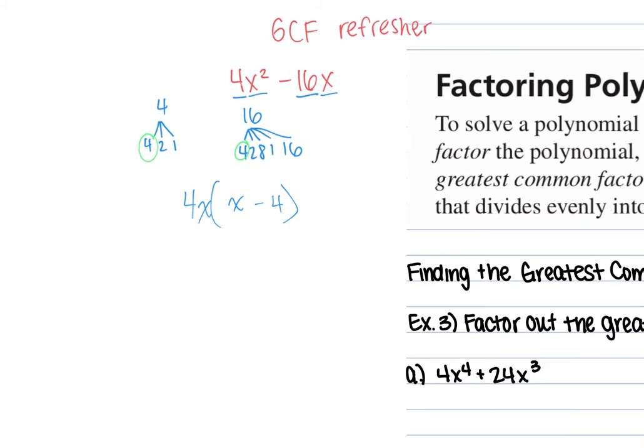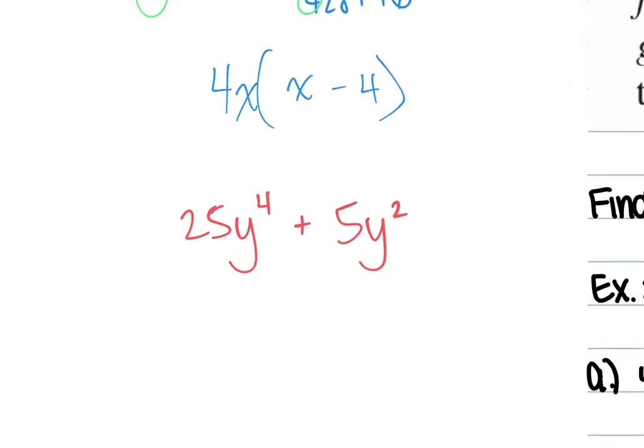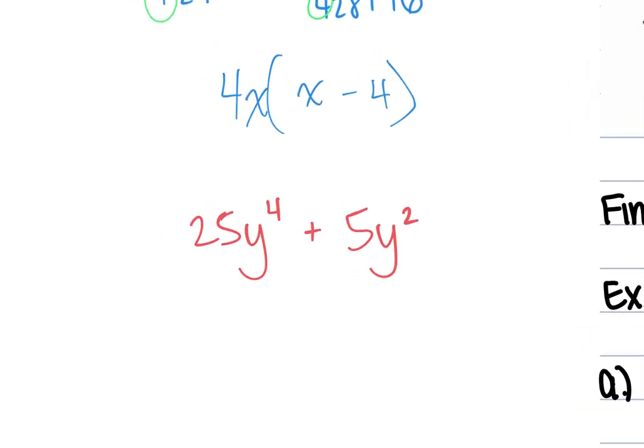Let's do one that looks like this. Let's say we have 25y to the 4th plus 5y squared. What is the greatest common factor between 5 and 25? 5. So pull out a 5.